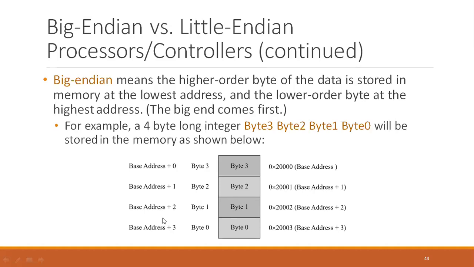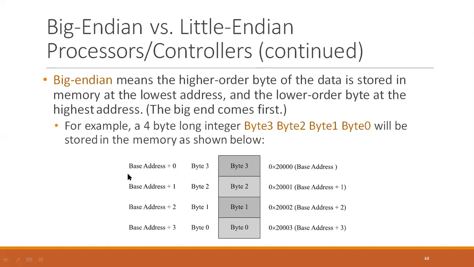Below that we have byte base address plus 2, so we're storing byte number 1. Below that we have base address plus 3, where we are storing byte number 0. That is how you're going to work, you're going to see.